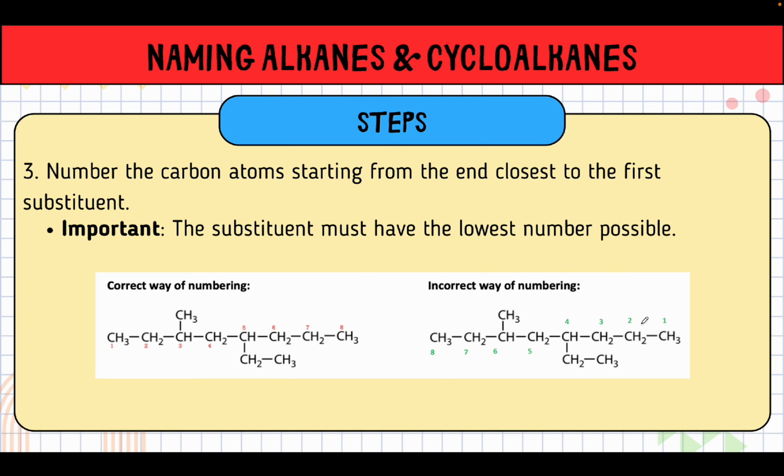Okay? Then, number the carbon atoms starting from the end closest to the first substituent. Or it would depend on the situation. But what you have to remember is that the substituent must have the lowest number possible. Okay? Consider this example. So when we go from left to right, this substituent will have a number 3. This one would have number 5. But if we go from right to left, this substituent will be number 4. This substituent would be number 6. Okay, so 3 is lower than 4, so we go from left to right.